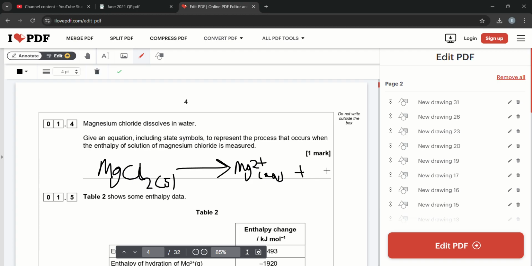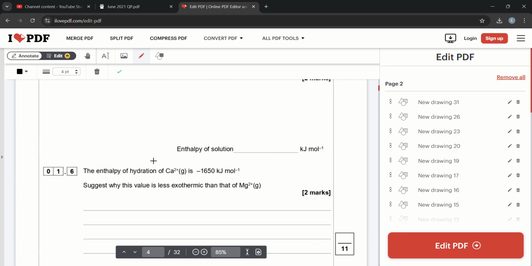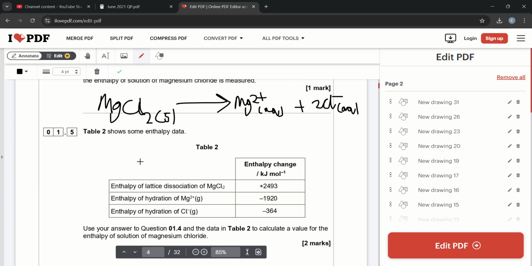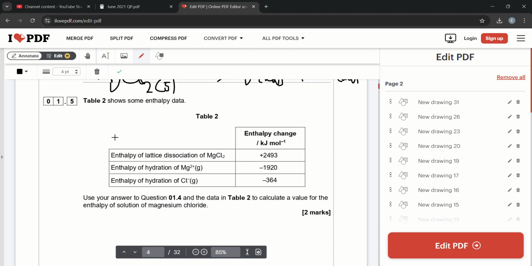plus 2Cl- aqueous. Not only do you have to remember the definitions of all of these enthalpy things, enthalpy of solution, hydration, atomization, you also need to know how to construct equations for it. So it is annoying. However, if you're willing to lose a couple of marks just because you can't learn any definitions or equations, well then that's fine.